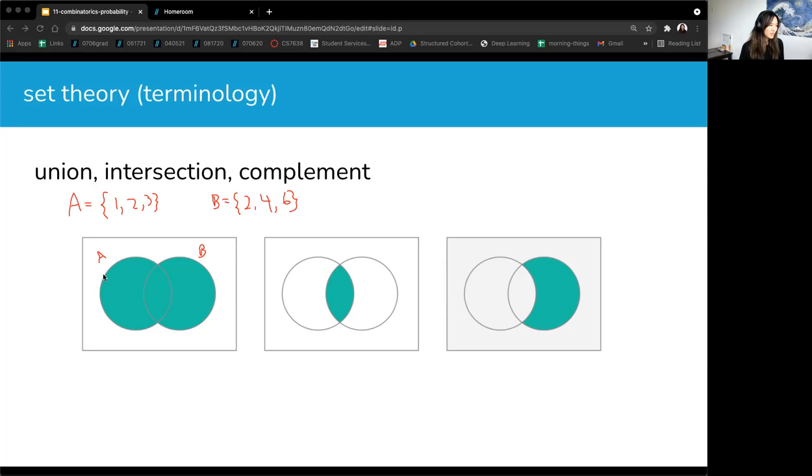1, 2, 3 is in A, 2, 4, 6 is in B. What is overlapping? 2 is overlapping. So I would actually put 2 in the middle here. And I would put 1, 3, 4, 6. And then 5, which wasn't represented, actually belongs outside here. So for our entire sample space of the numbers 1 through 6, this is how you represent it.